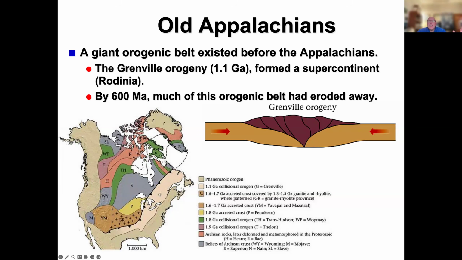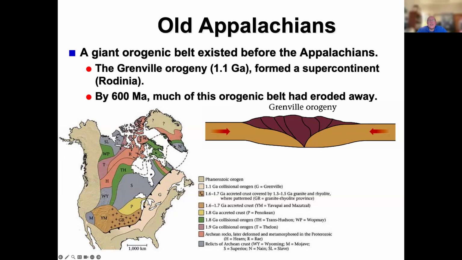And the age of this event, it's going to vary a bit, but we just kind of throw out this 1.1 giga or billion years ago. So this giant supercontinent over a billion years old. And it lasted around for quite some time and slowly started eroding away until by like 600 million years, which is a long, that's 600 million years later. It's a long time. Much of that had eroded away. So I say that we've got this Grenvillian orogeny.